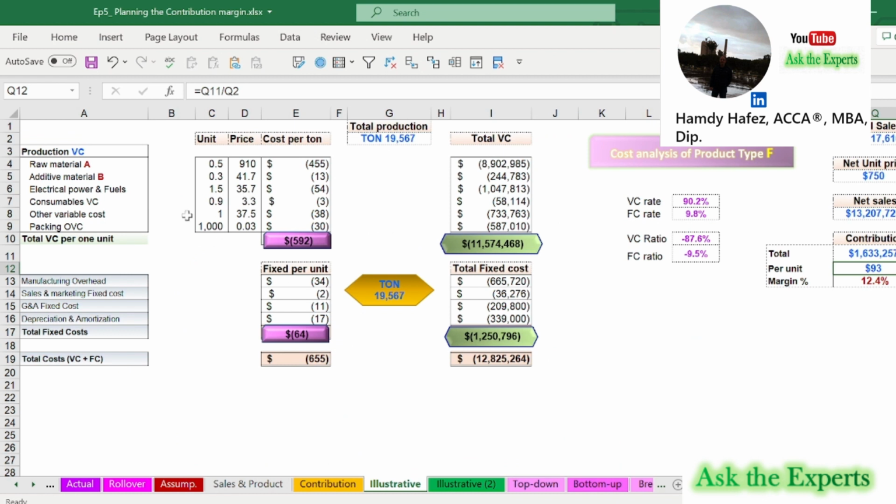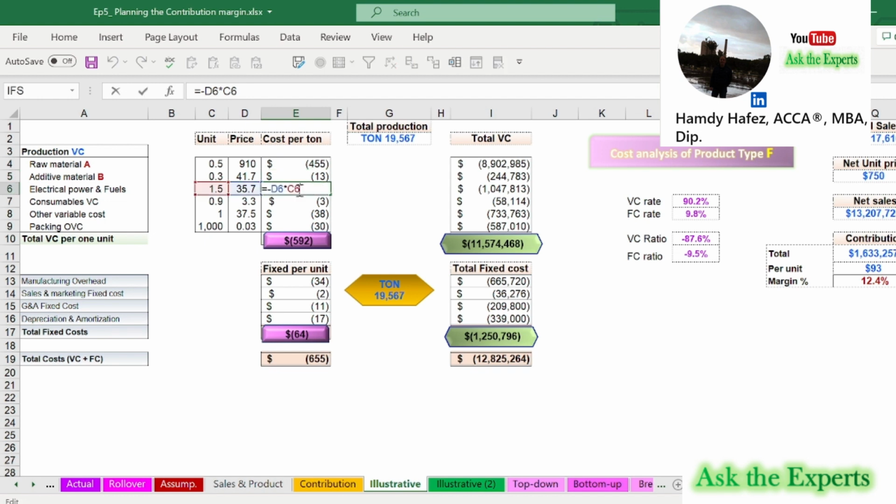As you see, we have a cost analysis of product type F. The product components include the following variable costs. Half a unit of measurement of raw material type A, the unit price of this material is 910. Also, 1/3 unit of measurement of additive material type B, the unit price of this material is almost 42. 1/2 unit measure of electrical power and fuels. Let's say the power cost per one produced unit is 54.